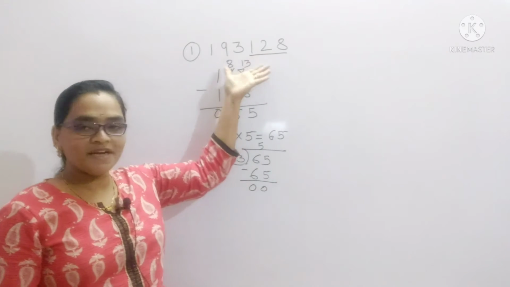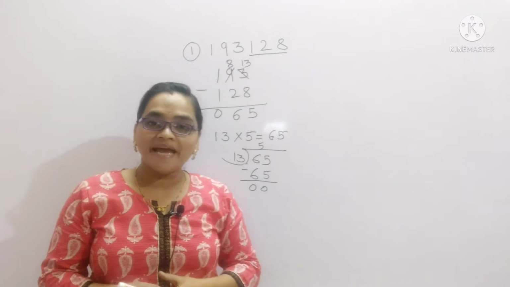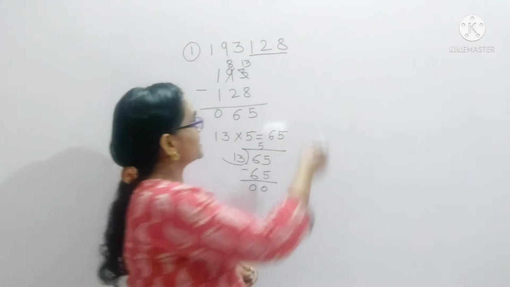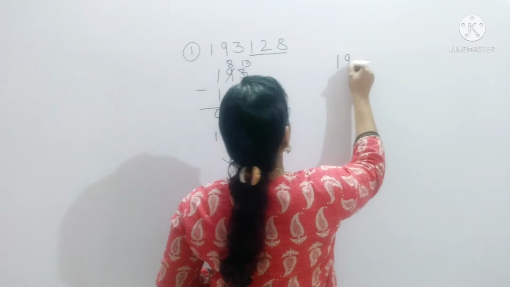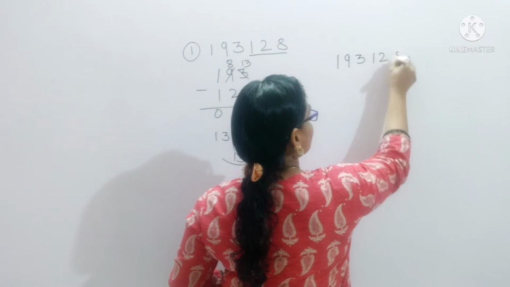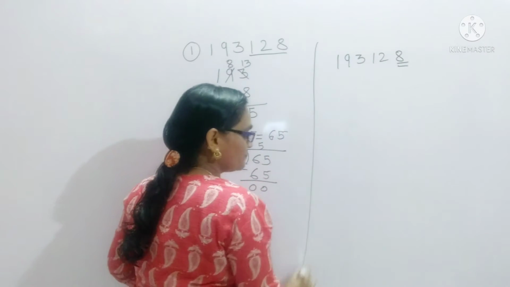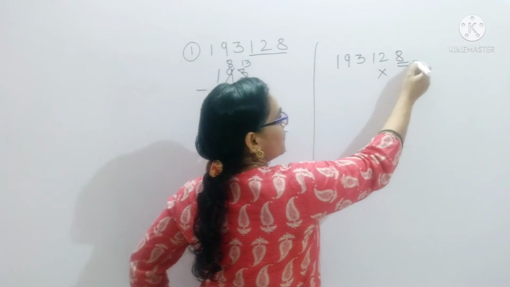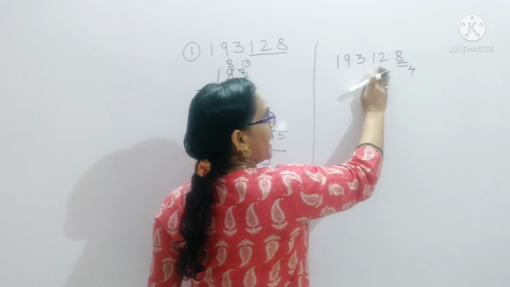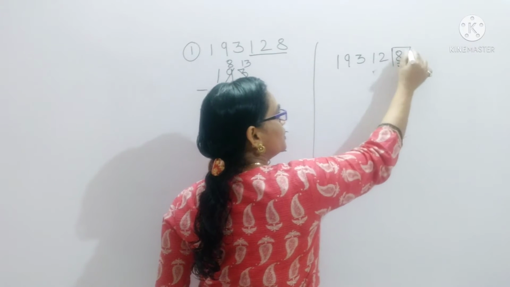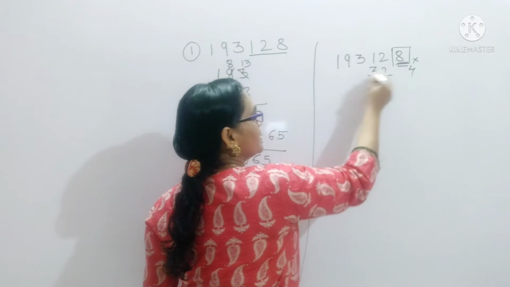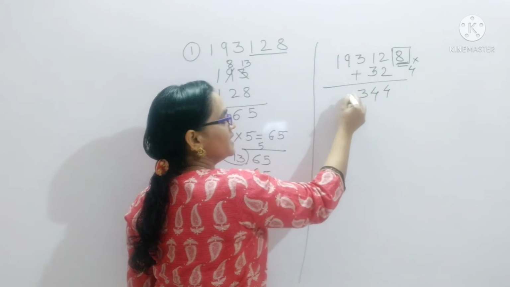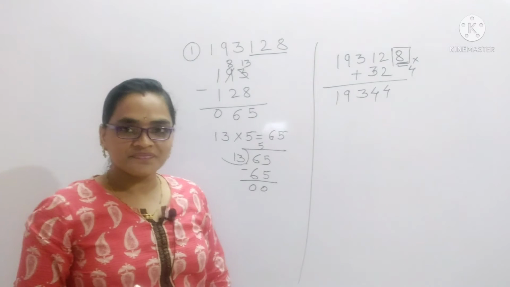Then the same number we will check by applying the second test. What is the second test? Check the last, ones place digit. What is the ones place digit? It is 8. Multiply the ones place digit by 4, which means 8 fours are 32. Add these 32 to the remaining number. See here, 2 plus 2 is 4, 3 plus 1 is 4, 3, 9 and 1.